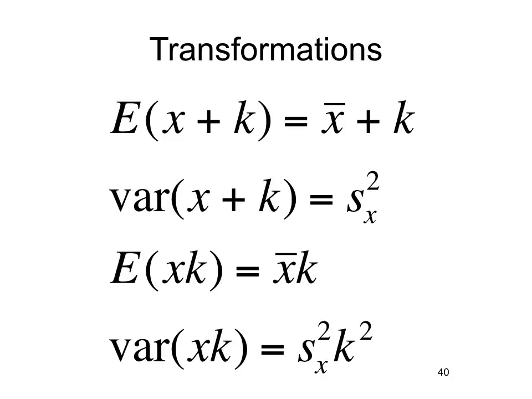What's the variance of x times k? Standard deviation is 5, so the variance is 25. We're going to get 25, yes, times 4 is 2 squared equals 100. Exactly. So it spreads it out. It doesn't just move it, it also spreads it out.